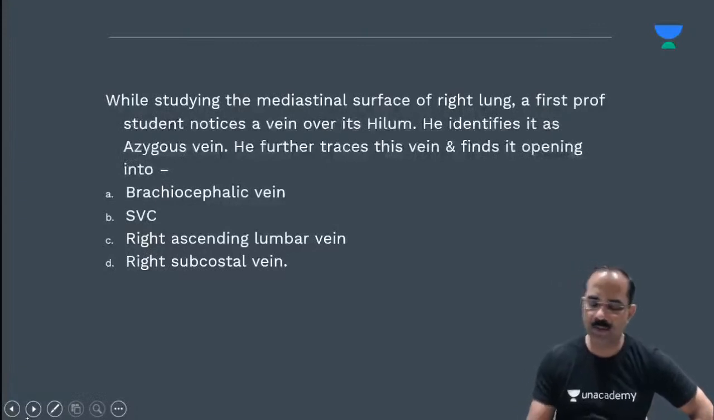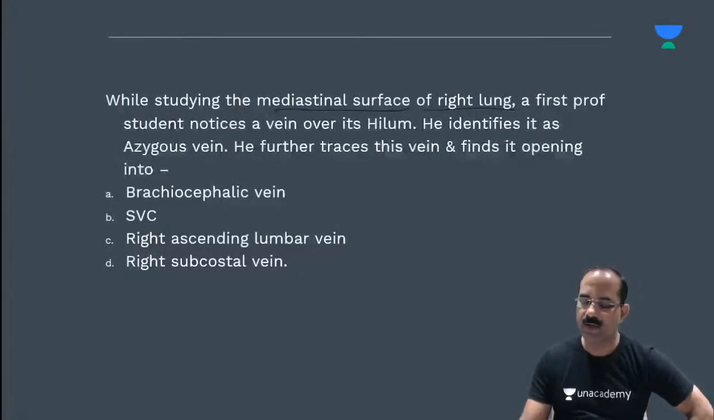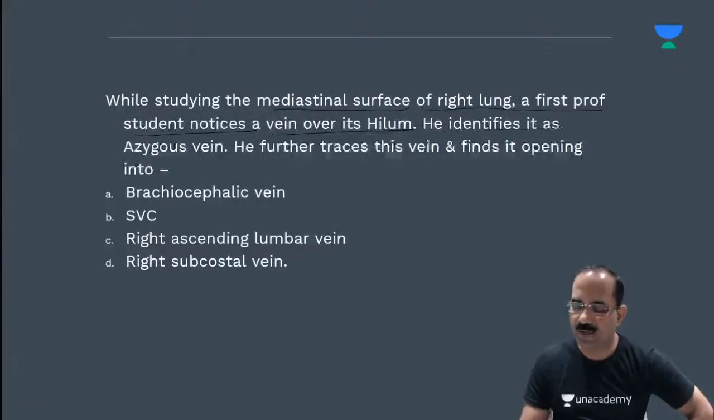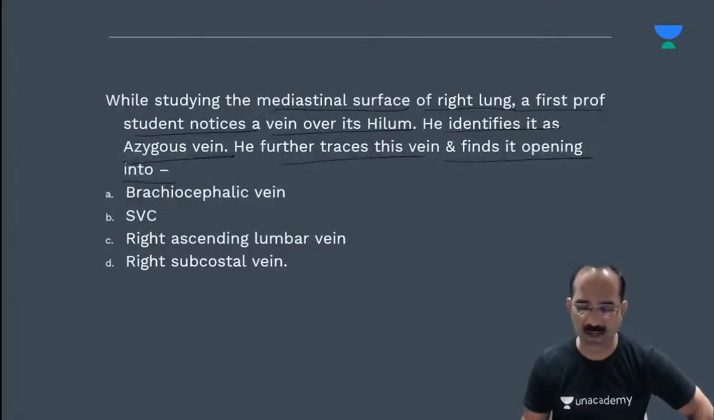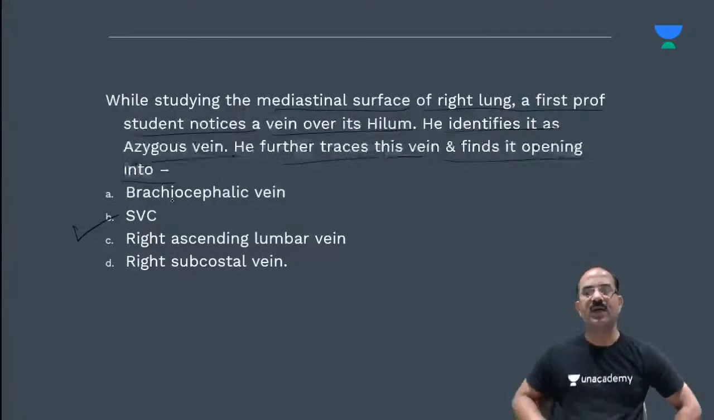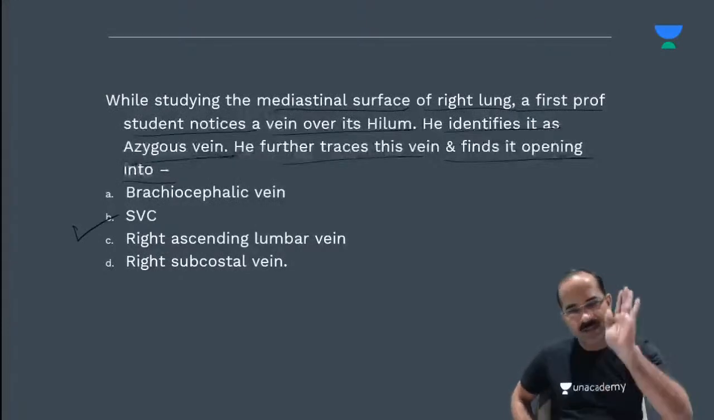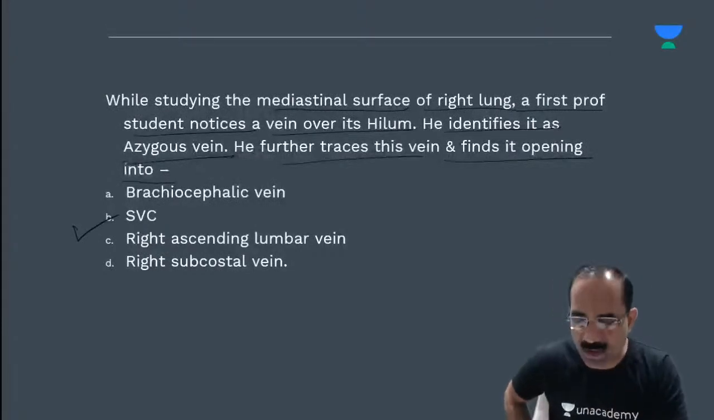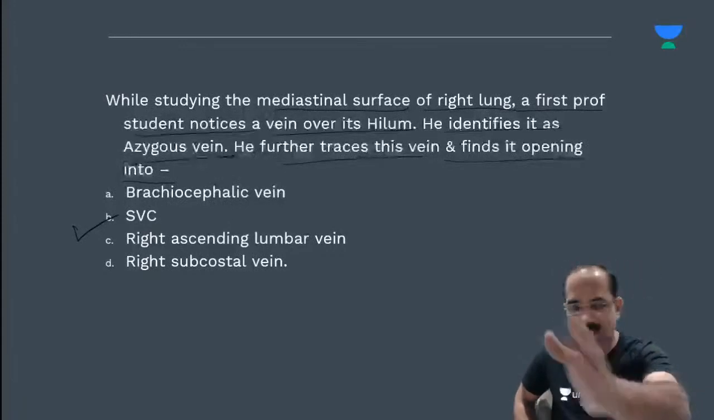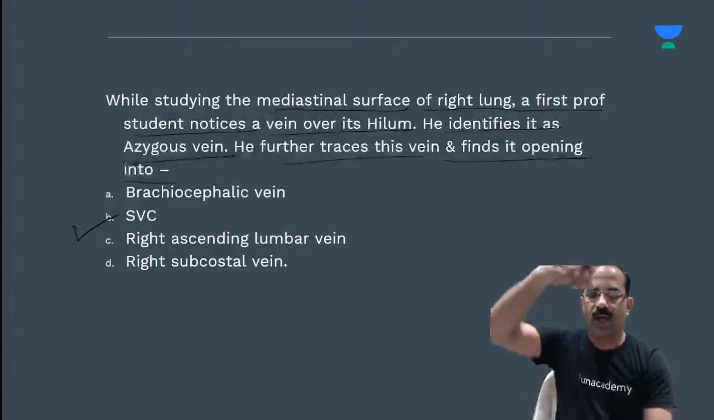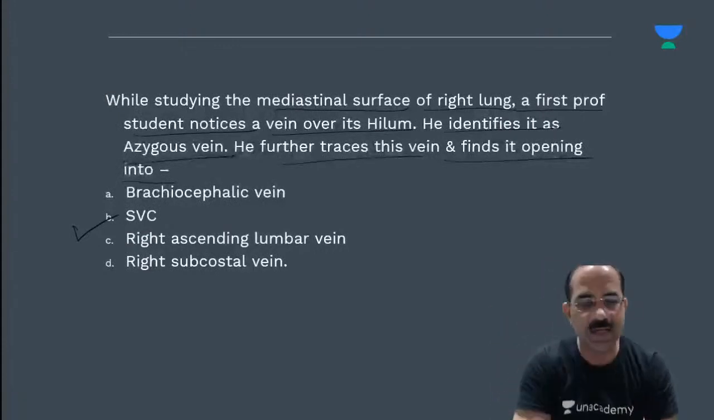While studying the mediastinal surface of the right lung, a first prof student notices a vein over its hilum. He identifies it as the azygous vein. He further traces this vein and finds it opening into, can anyone answer this? SVC. Very good. So the azygous vein arches over the hilum of the right lung and opens into the SVC. Is this clear?